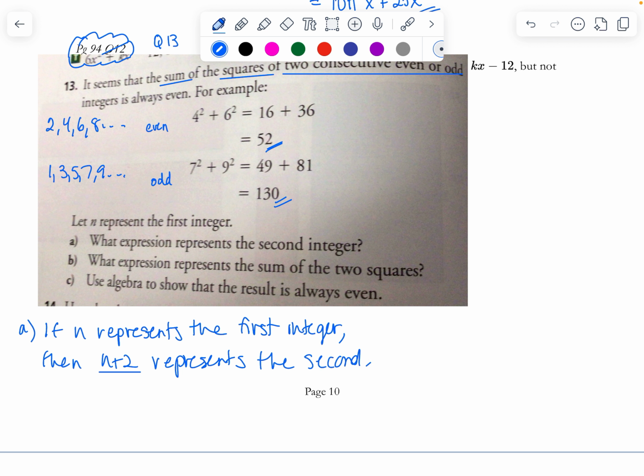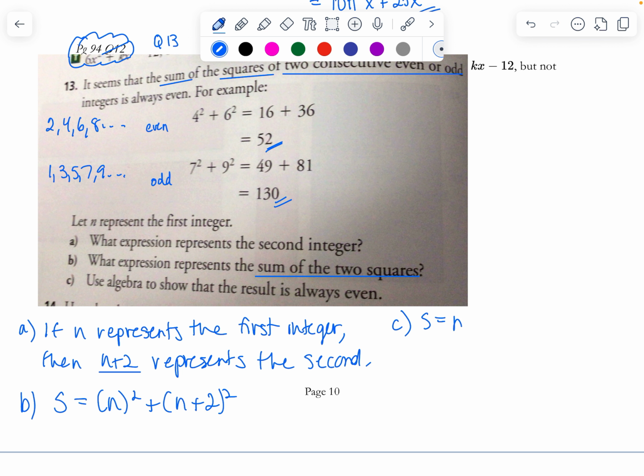Then the question asks, what expression represents the sum of the two squares? Essentially what is above there. So the sum of the two squares, which I'm going to call S, will be the first integer squared plus the second integer squared. And now part C asks, use algebra to show that the result is always even.